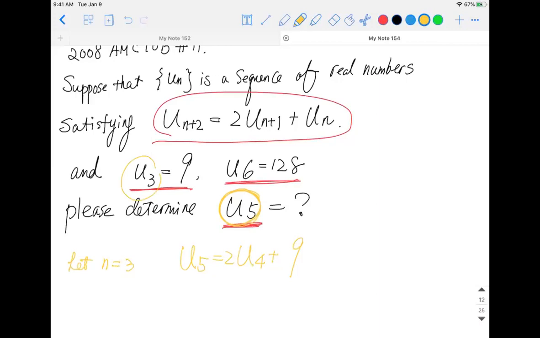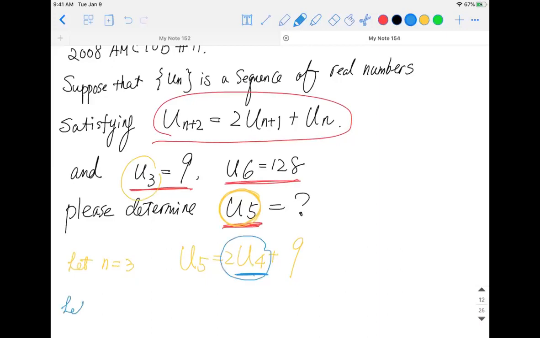Again, it's exactly the same thing as I saw in the latter question. As long as I have this, I have another thing, U4 here. I need to find another equation to get rid of U4, right? I can't have one equation which contains two variables. So my construction can't stop here. I need another equation which has U4 or U5.